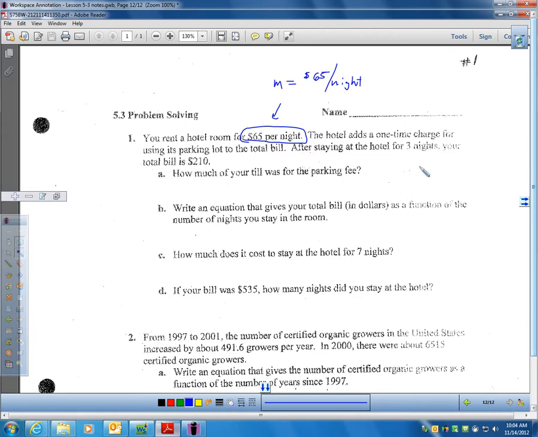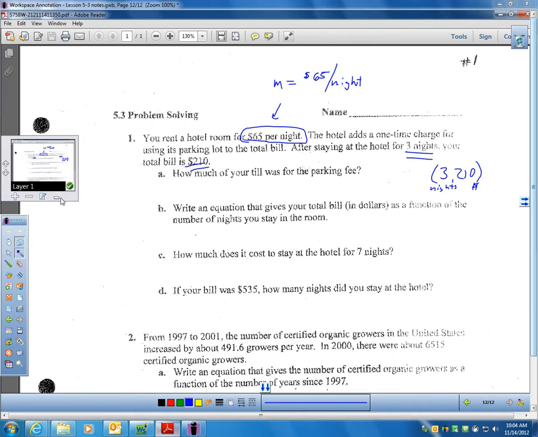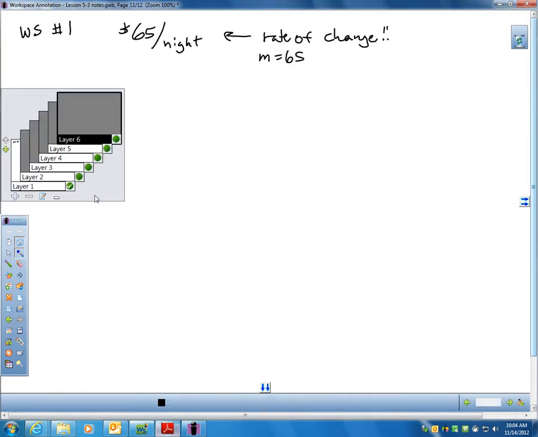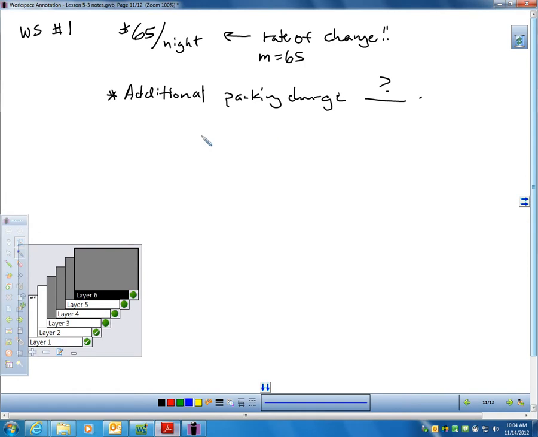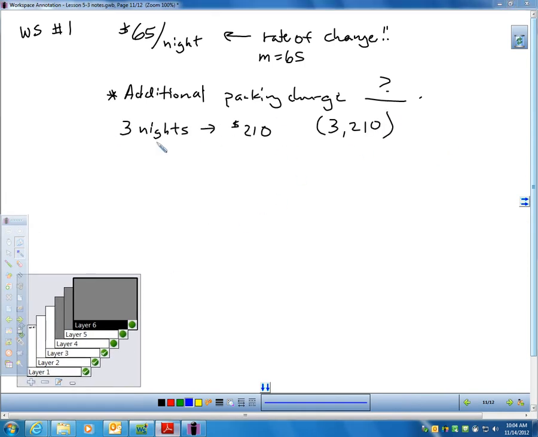But they also gave me a point. 3 nights cost $210. That's the point (3, 210). 3 nights, $210. Okay? They gave me a point and they gave me the slope. So to answer this question, I can do the following. Let me go back to here. Okay, they gave me the rate of change. I've got to find the additional parking charge. I'll get to that in a minute. There's a point. So they had slope and point.